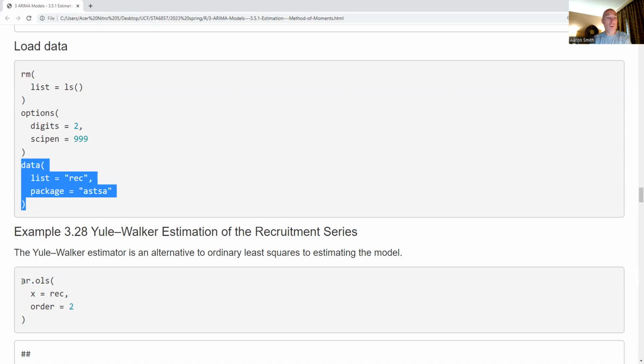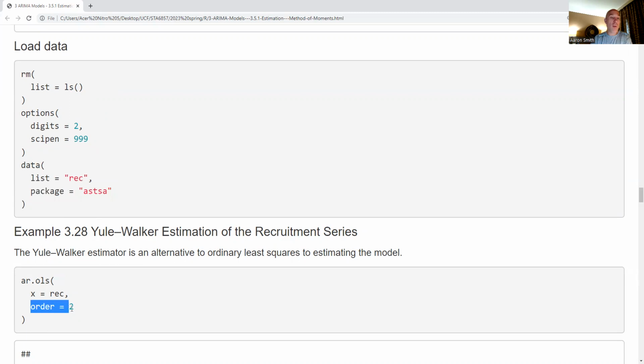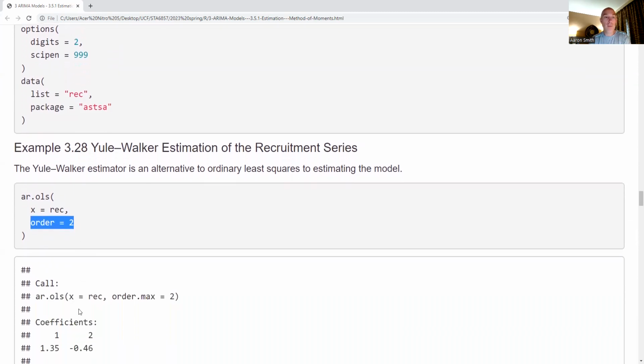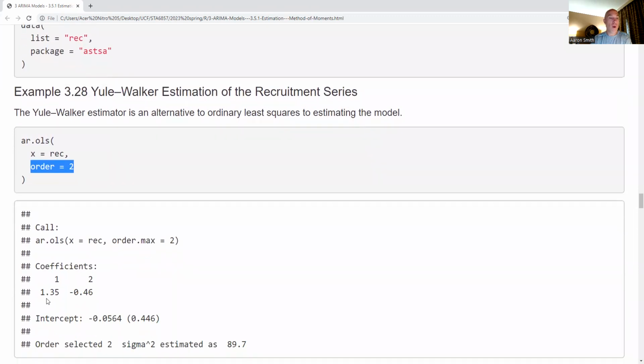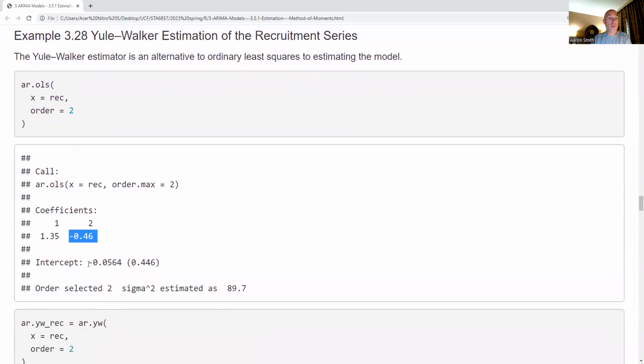Now, from a previous video, we already established that we feel this should be a degree 2 model. Let's go ahead and fit it using ordinary least squares. And we can see we get 1.35 and negative 0.46. And here it estimates an intercept. I could go through and drop that.